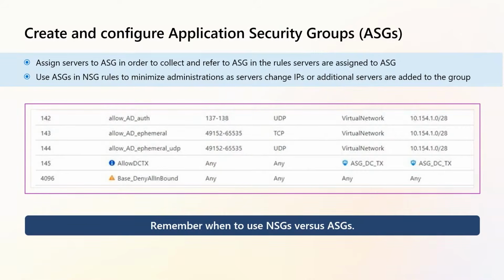Application security groups, or ASGs, might sound similar to network security groups, but they are completely different. ASGs let you group VMs and define security policies at the application level rather than the IP address. You can use ASGs in NSG rules to simplify administration as servers change IPs or new ones are added. For the exam, know the difference. NSGs filter network traffic between resources, while ASGs let you group machines logically for policy application. Both work together for effective security.